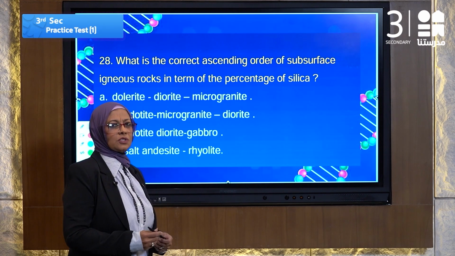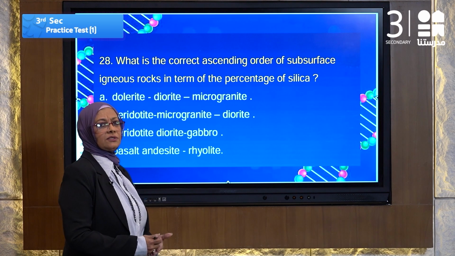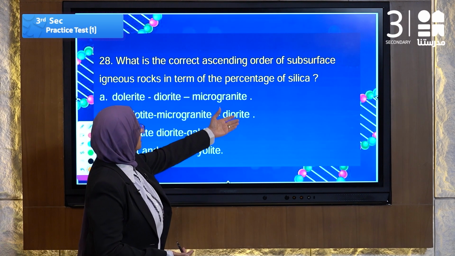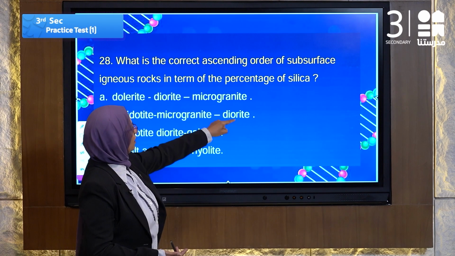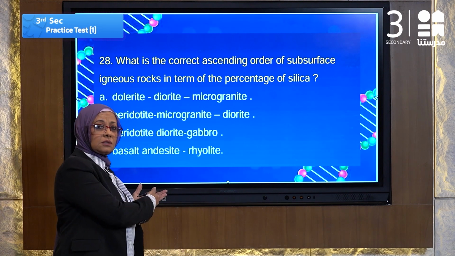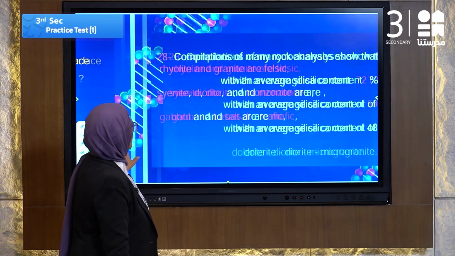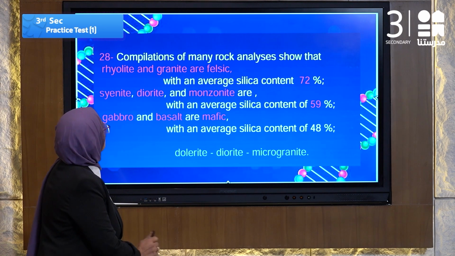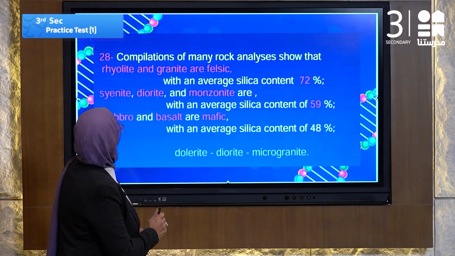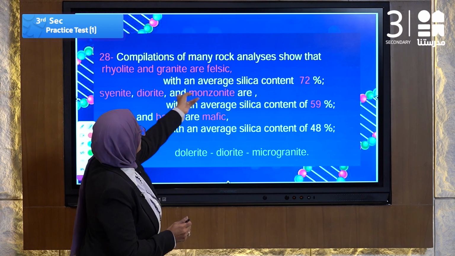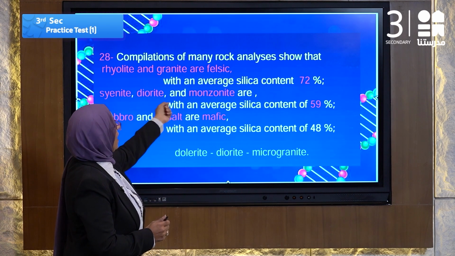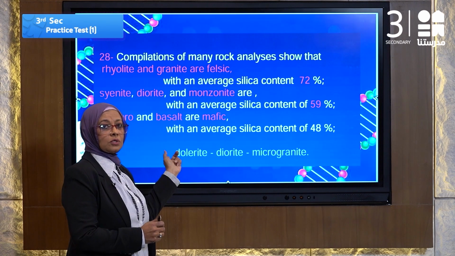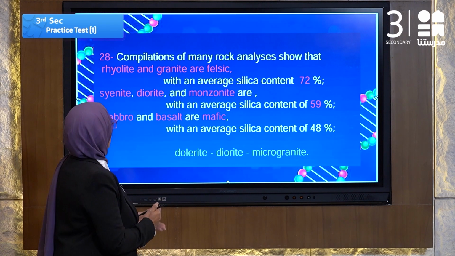How can I answer this question? There must be rules here. Yes, there is a rule about the silica. The answer depends on the percentage of silica in these rocks. What are the percentages of silica? A combination of many rocks analyzed shows granite and felsic rocks with an average of 72% silica. It's a high percentage. Yes, they are high percentage.